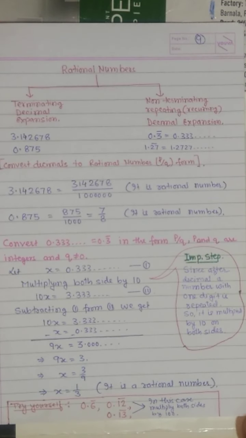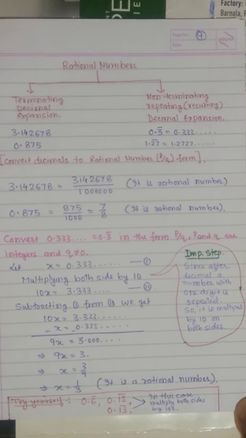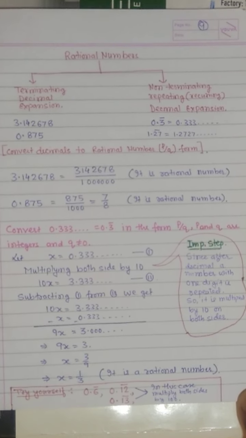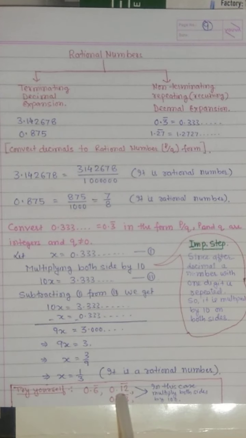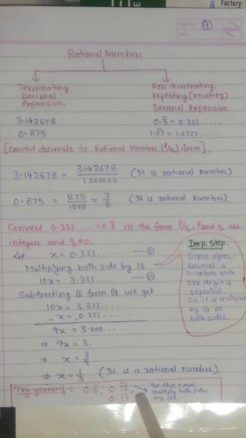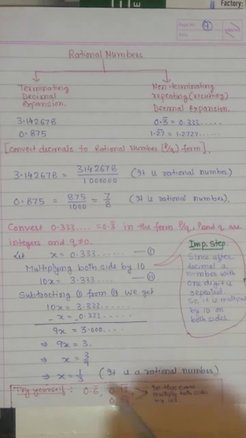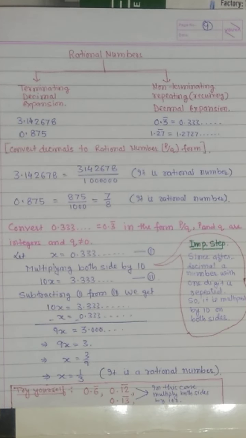Now I am giving you 2-3 questions which you will solve by yourself. Try yourself: 0.6 bar, 0.12 bar, 0.13 bar. In the first case you will multiply both sides by 10, and in the second case you will multiply both sides by 100, and solve these questions on real numbers and decimal expansion.